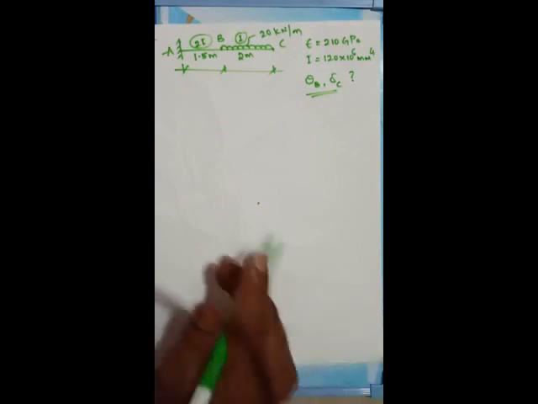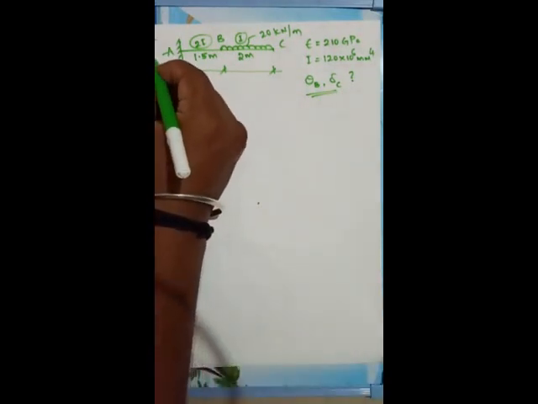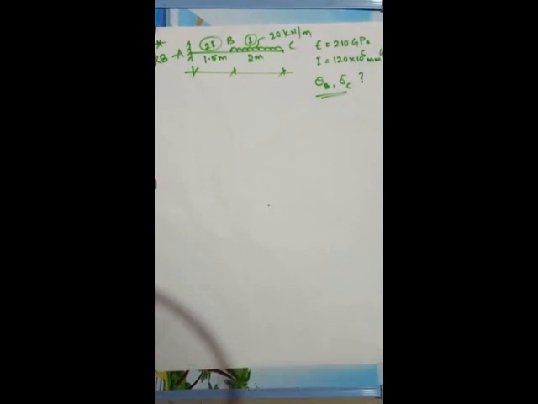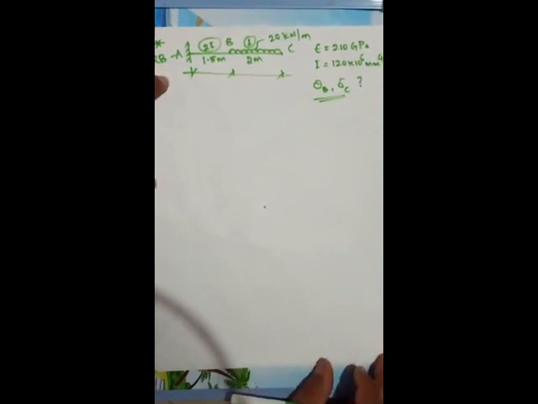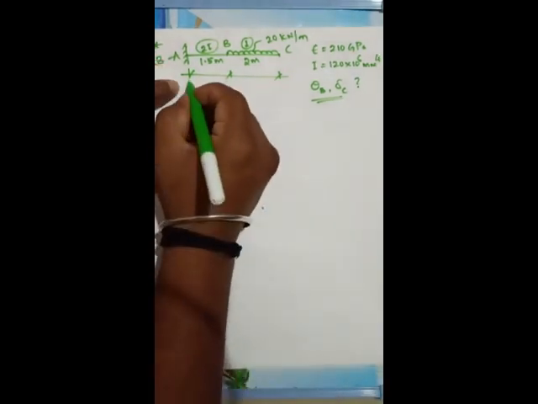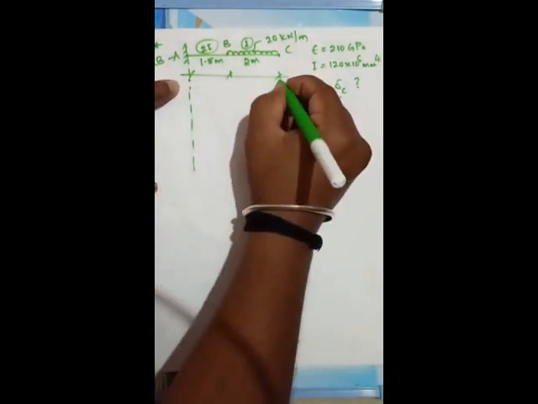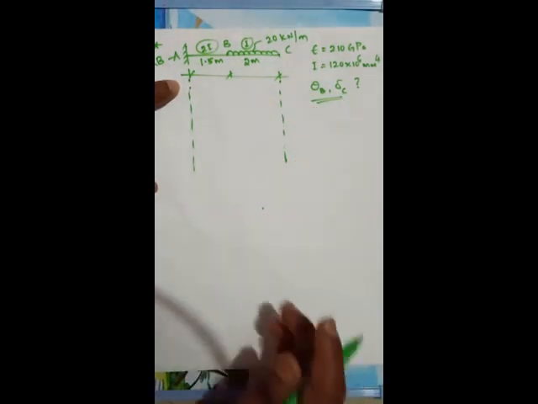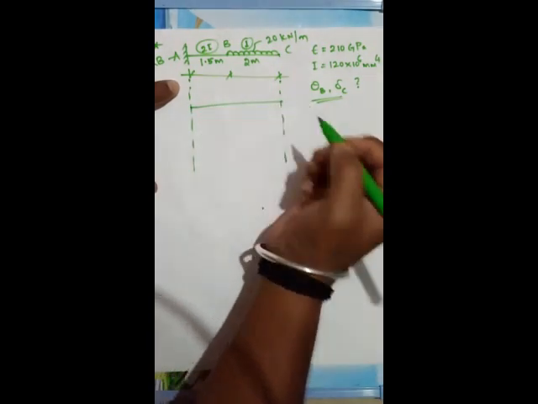So this is the real beam. The given problem is the real beam. Once we have assumed the original beam as the real beam, the next step is to draw the bending moment diagram, that is, the M by EI diagram.